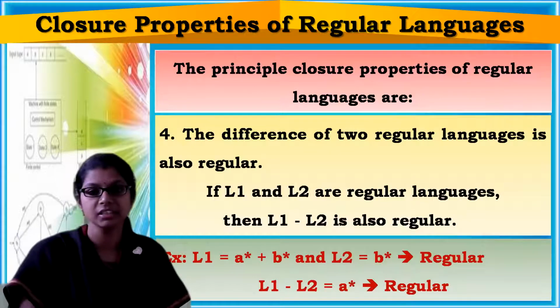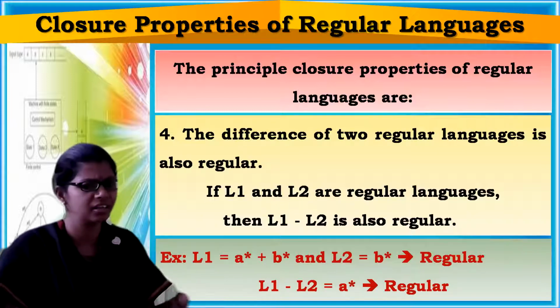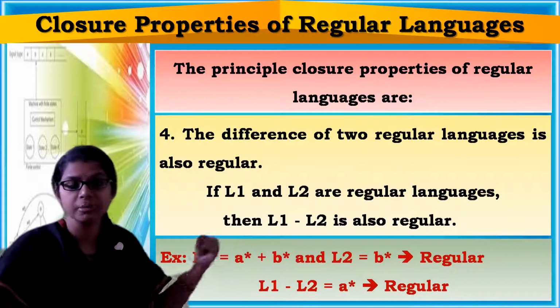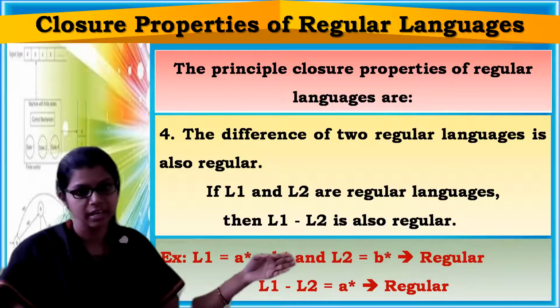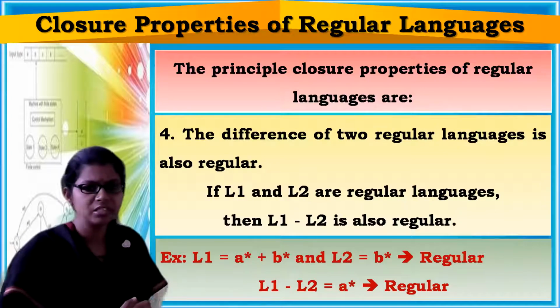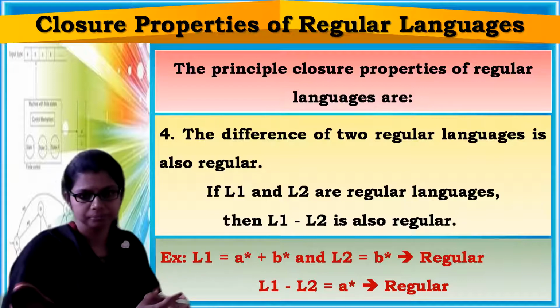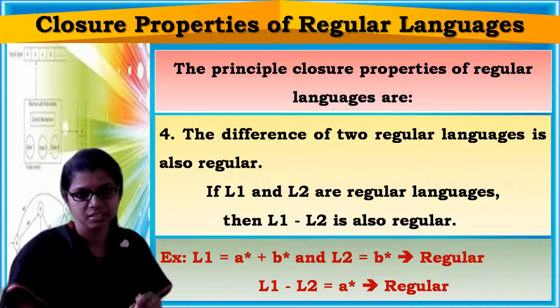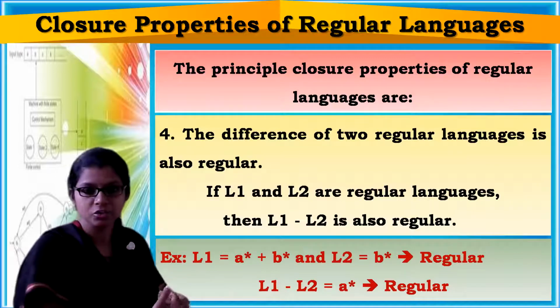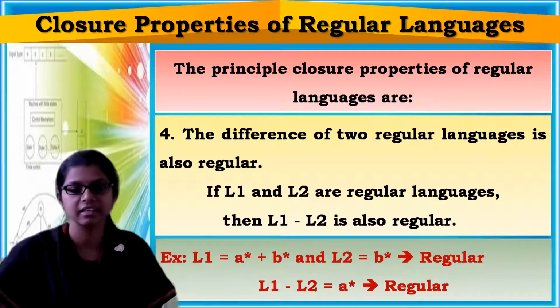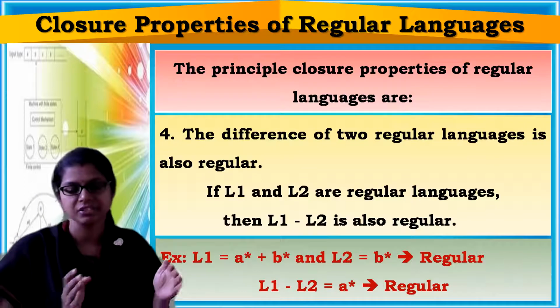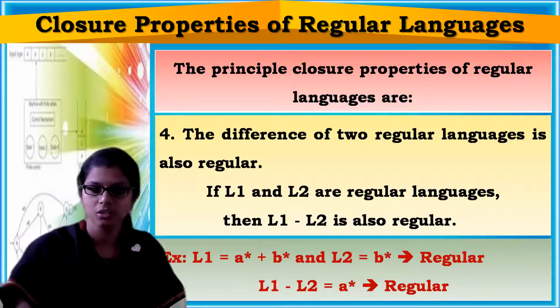Coming to the fourth property, the difference of two regular languages is also regular. If L1 and L2 are regular languages, then L1 minus L2 is also regular. Say L1 is A closure union B closure and L2 is B closure. Their difference means we have to subtract them. A closure union B closure minus B closure means we will be getting only A closure. This is also a regular language. If two languages are regular, then their difference is also regular.